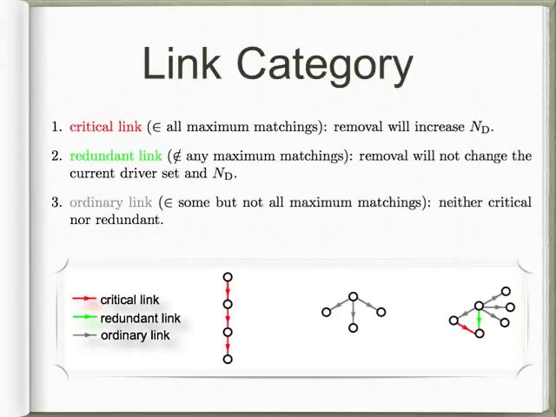For example, if you have a direct path, then all the links are critical. If you remove any one of them, you have to control more nodes, which is intuitive. Intuitively, that is why we call them critical.